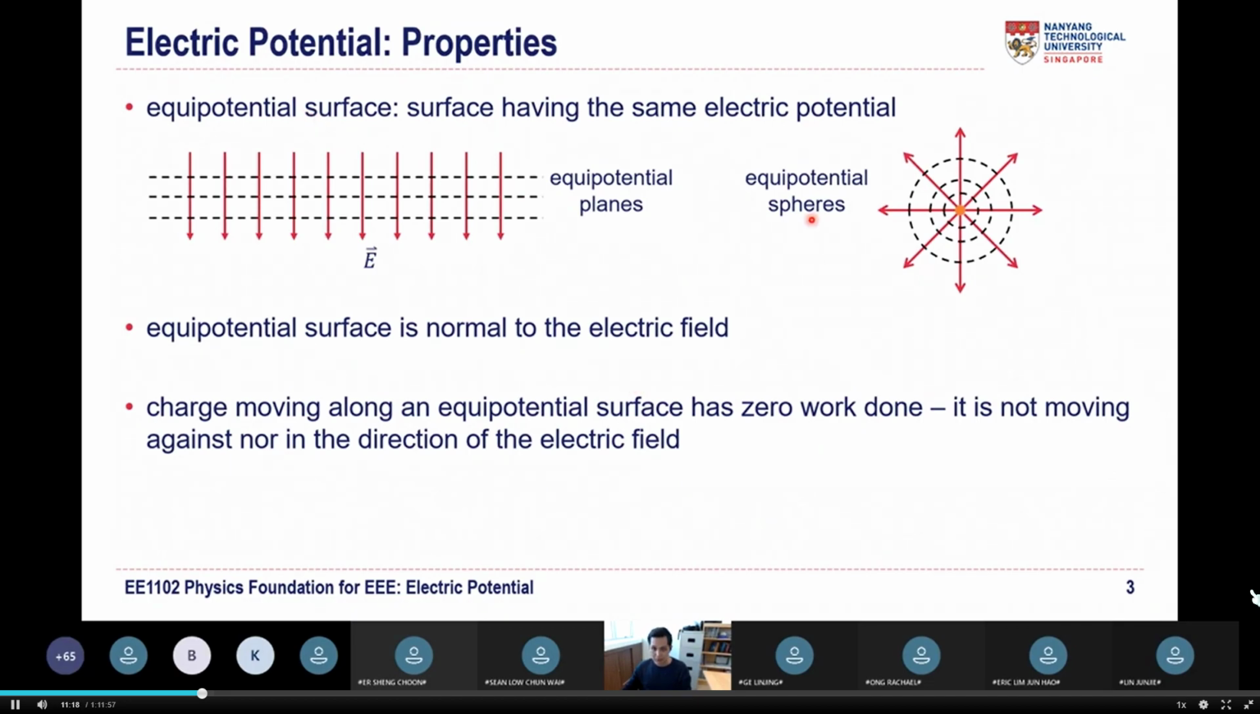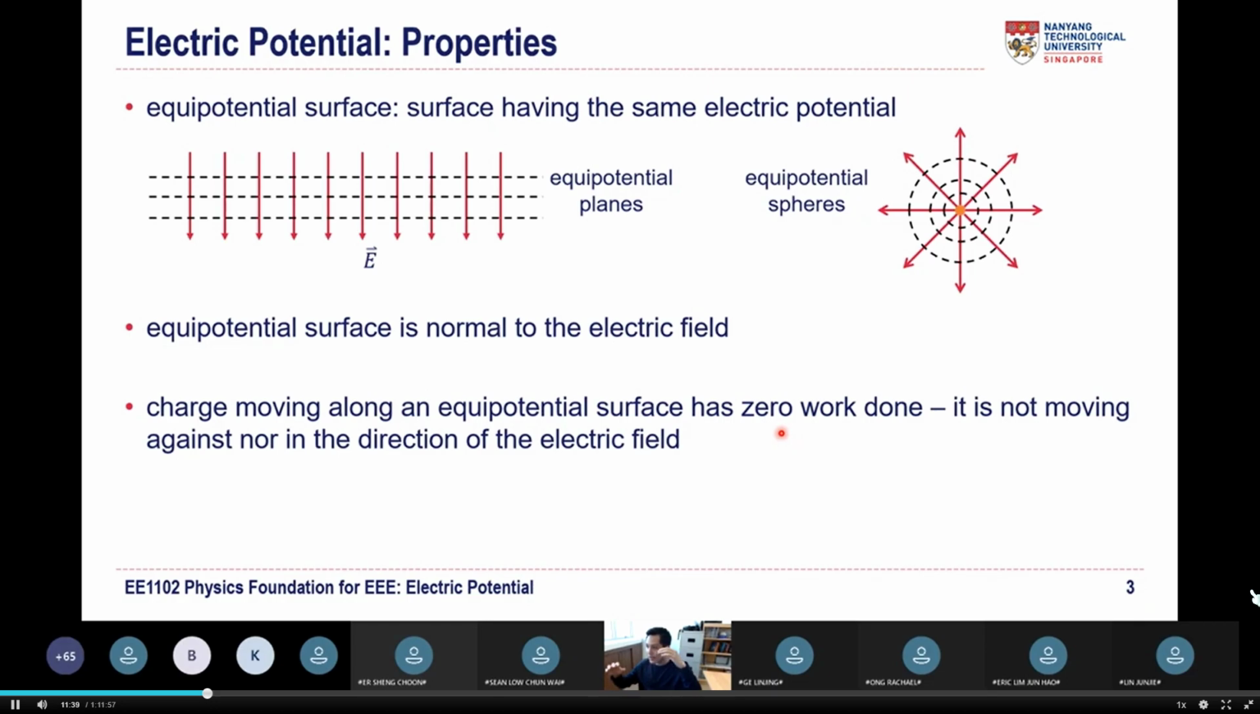Okay, so from this picture, what we know is that the equipotential surface is always 90 degrees to the direction of the electric field. And when we try to move a charge along the equipotential surface, so let's say I have a charge here and then I want to move it to that point there, it requires zero work done, okay?